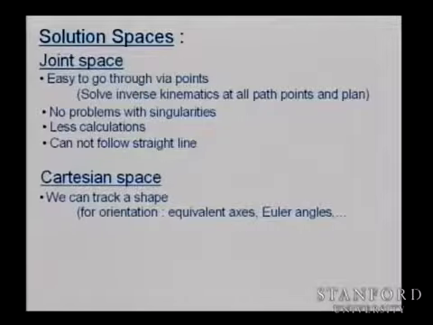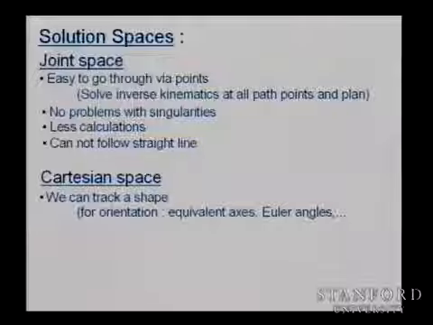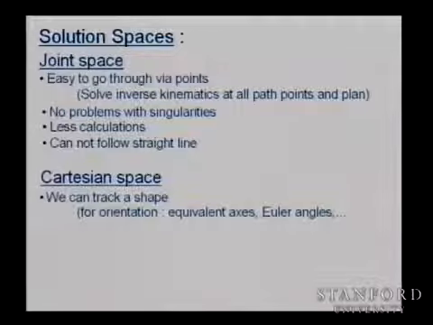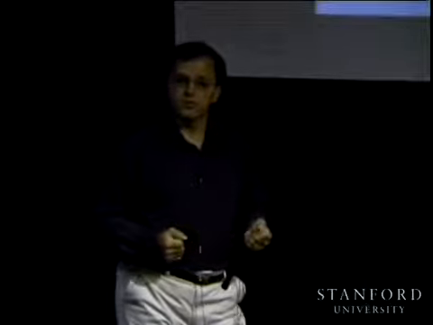So how do we do that? Basically, we plan in Cartesian space using the coordinates, and then to find the orientation of the robot, we can use any of the mechanisms that you've learned so far: equivalent axis, Euler angles, all these mechanisms to compute the corresponding angles for the joints. You can use those formulas, right? So we can track a shape here.